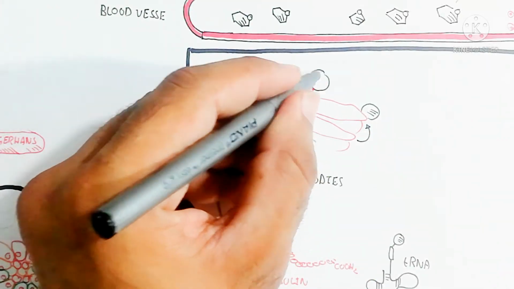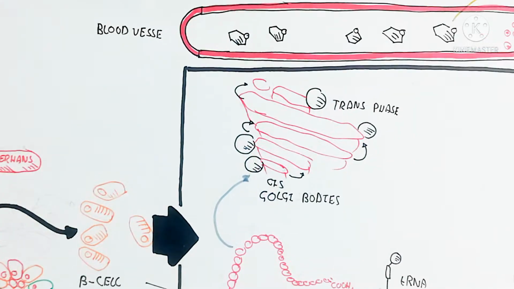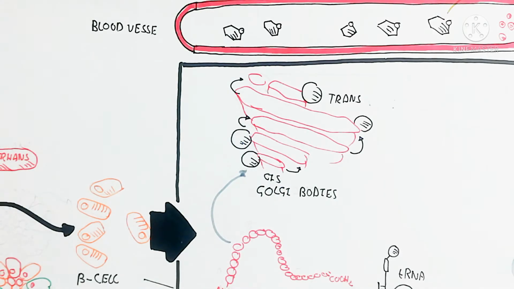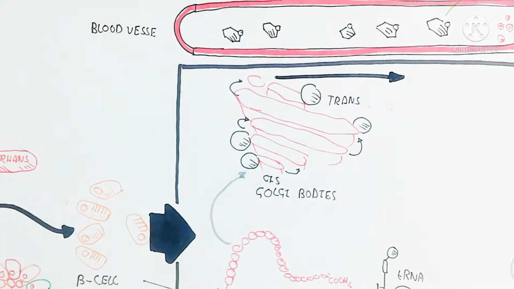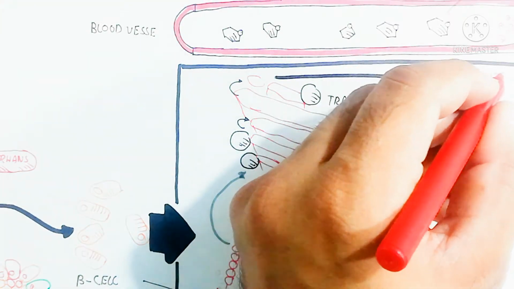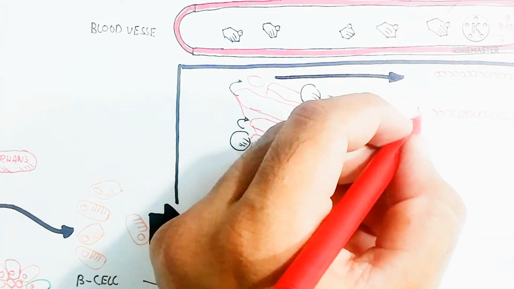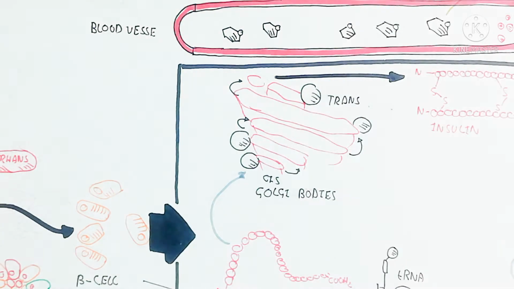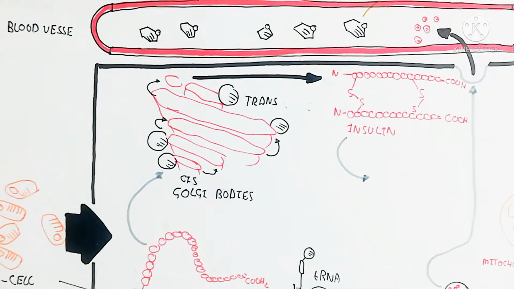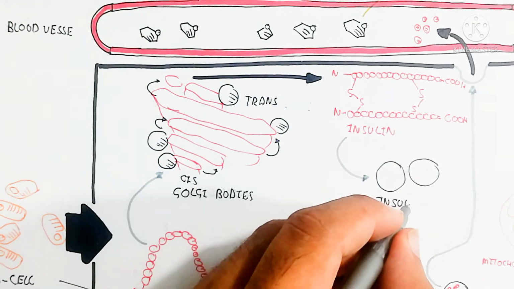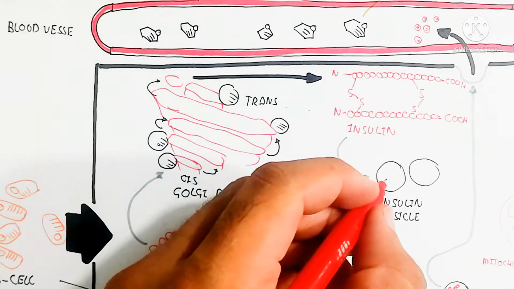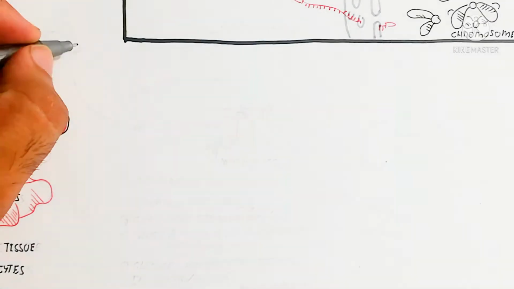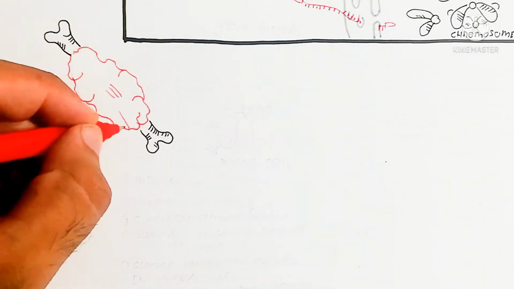This pre-pro insulin will convert into pro-insulin, and this pro-insulin polypeptide will convert into mature insulin after going into the Golgi bodies from the cis to trans side. So it means the insulin structure looks like this. This is the disulfide bond bridge formation to create two strands of the polypeptide. After the formation, the insulin vesicle will be formed. This vesicle looks like a structure.